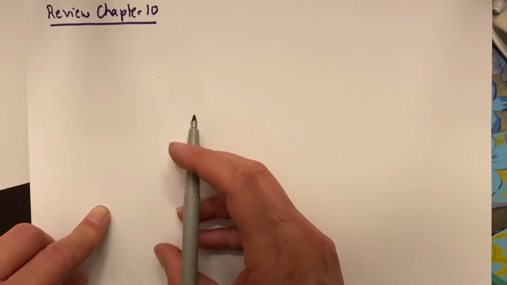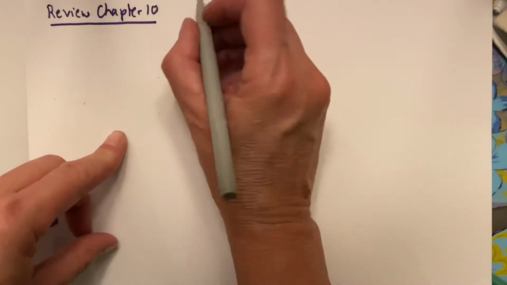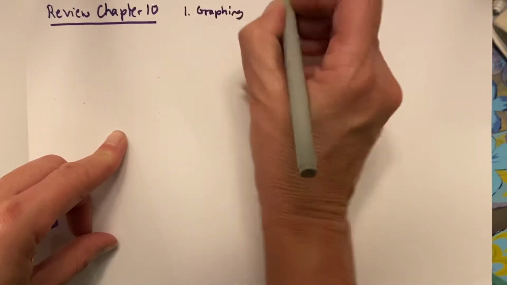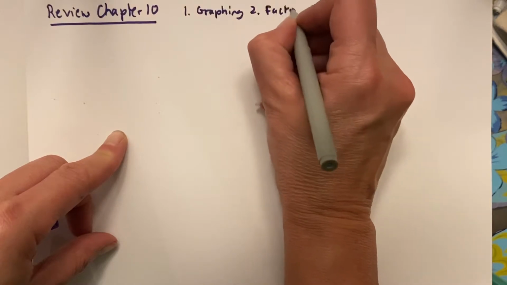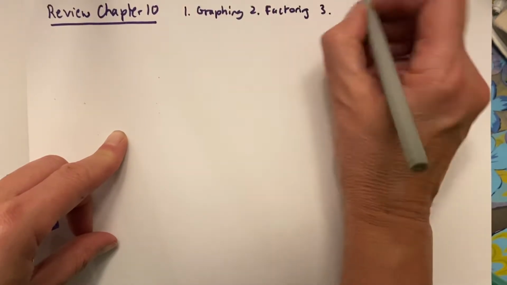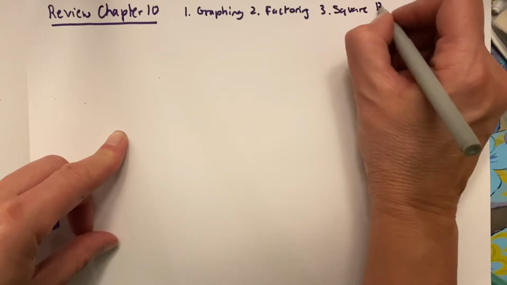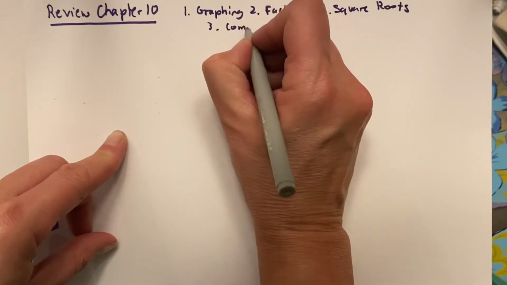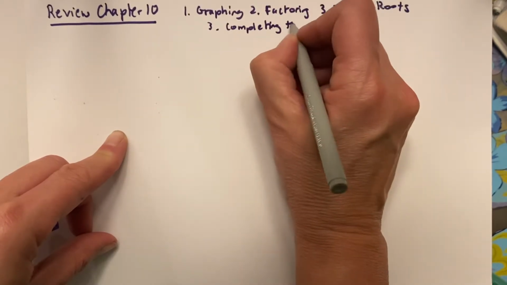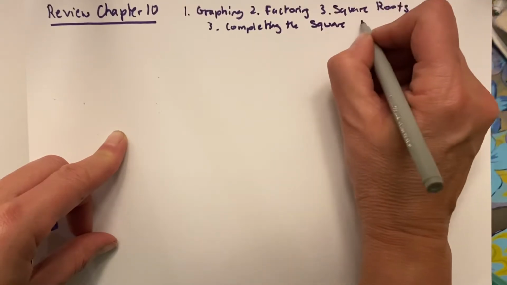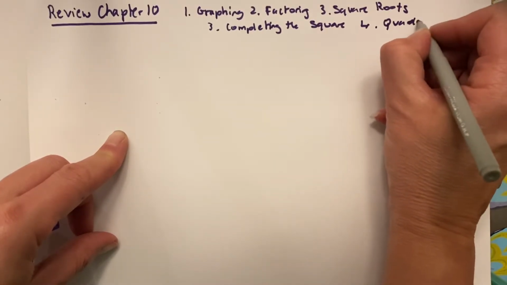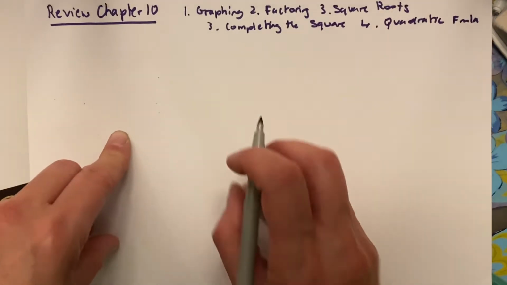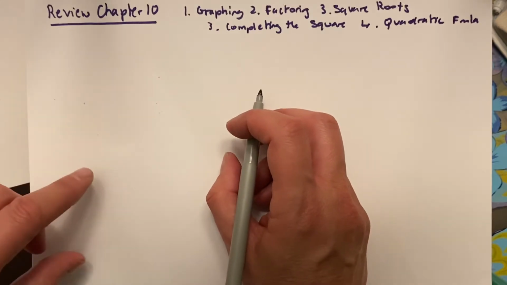This whole chapter is on quadratic functions and solving them in 4 ways: graphing, factoring, which we did last chapter, square roots, completing the square, and quadratic formula. The whole point is to solve to find out those x-intercepts.